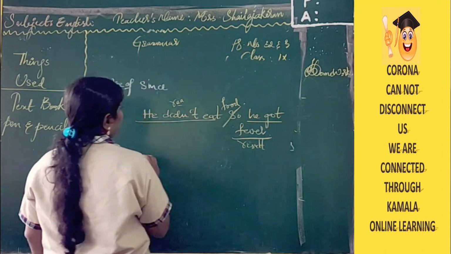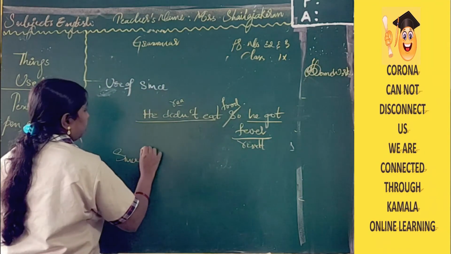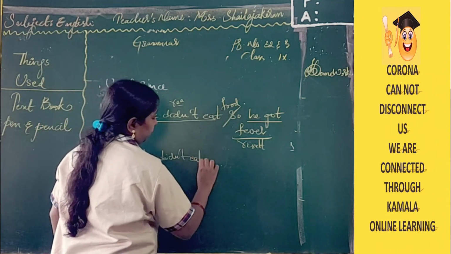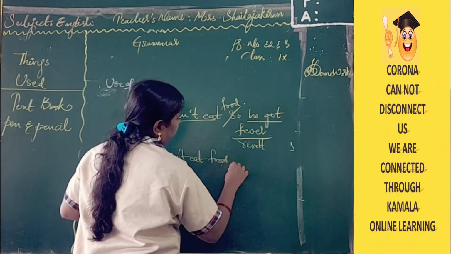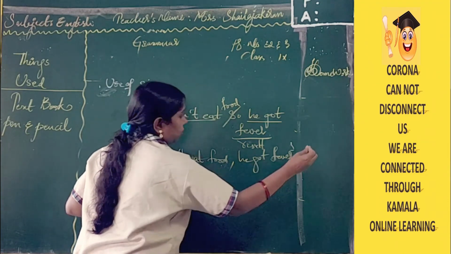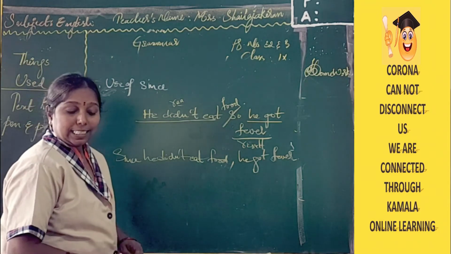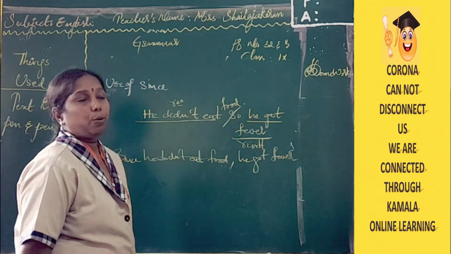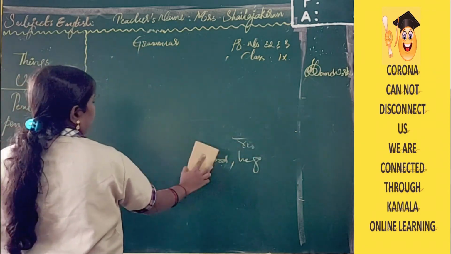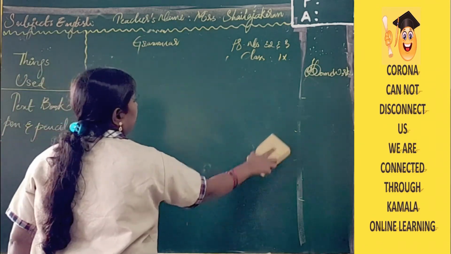And "since" is also used before the reason. Since he didn't eat food, comma, he got fever. That's all. "As" and "since" both will be used in the same way. Understood?